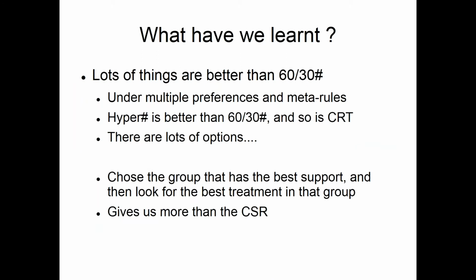So we learned. Well, actually, we've learned a lot of things better than the historical standard. That's quite interesting. So it's not that hard to improve on the historical standard, but it's not clear what the best thing is. So we know that hyperfractionation is better, and so is giving chemoradiotherapy. So what we then thought is, well, why don't we choose the group of treatments that has the best support, and then within that, look for the best treatment within that group.